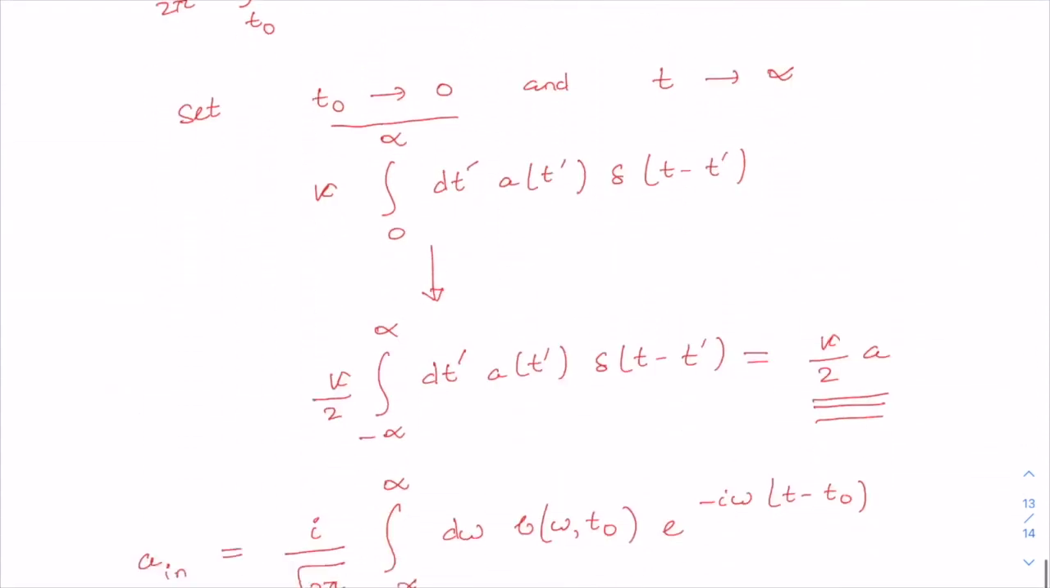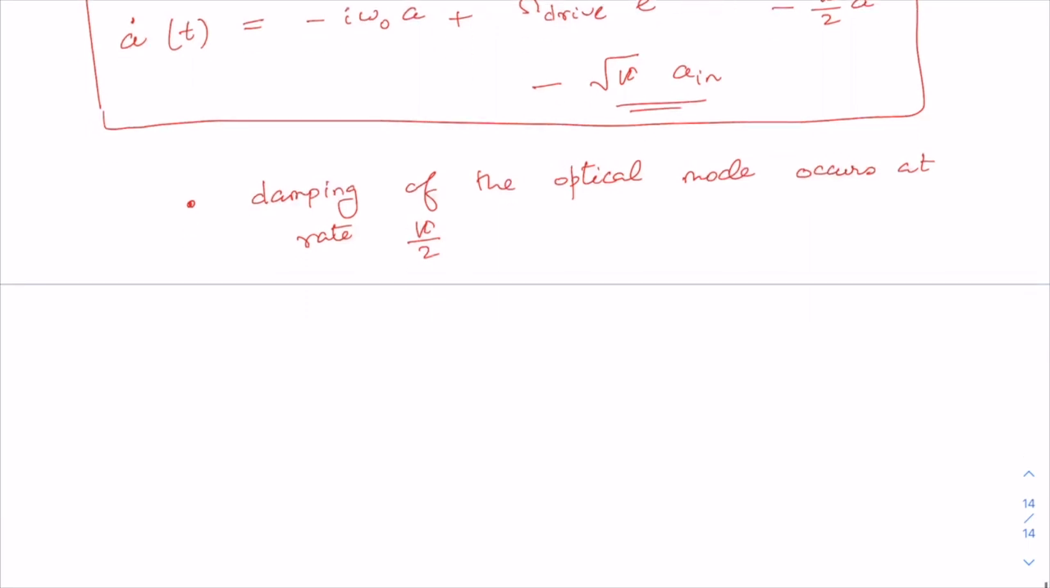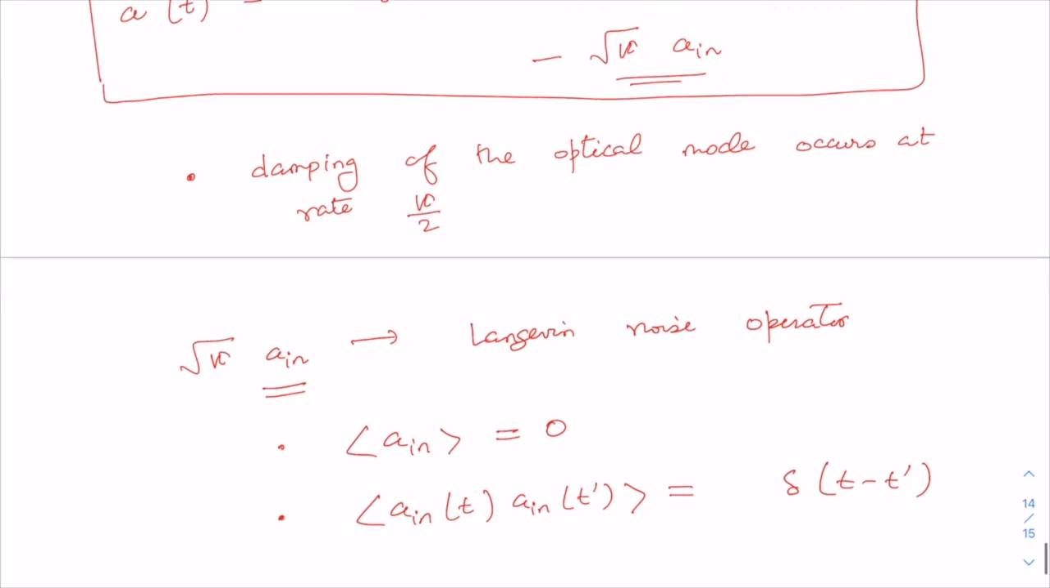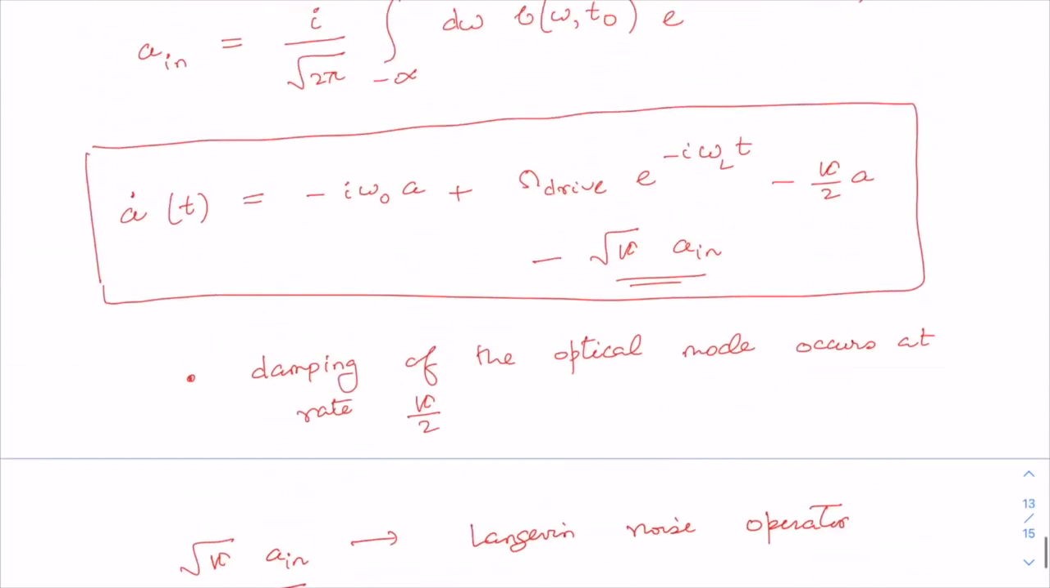All right, and this particular term, the third last term here, is very important, and you can recognize that this is nothing but the Langevin noise operator. Since A in has a vanishing mean value, and the autocorrelation is a delta function, so the autocorrelation of A in of t and A in of t dash would turn out to be a delta function. These are the properties of quantum Langevin noise also, and hence we can identify this last term as nothing but the Langevin noise.